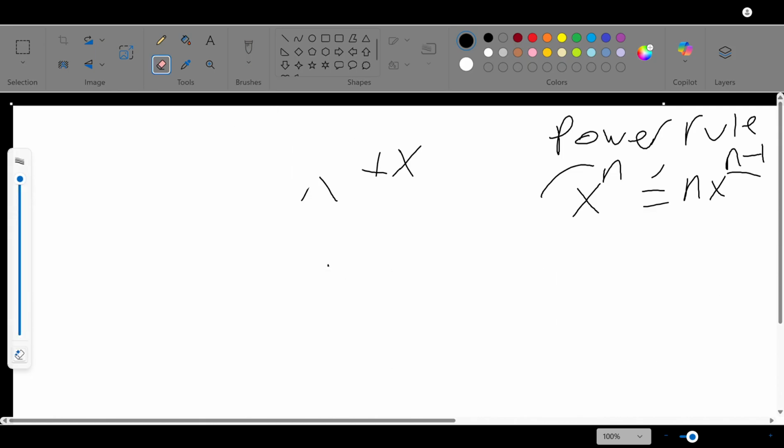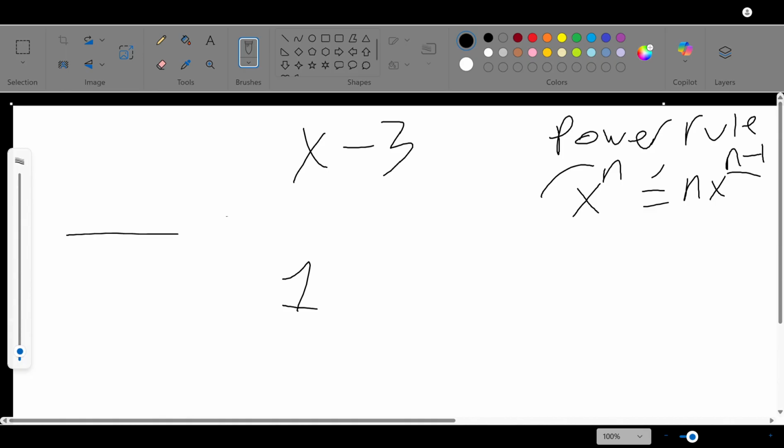Now, what if you have a constant? What if you have x minus 3? Now, the derivative of that would just be 1. The slope of any constant is just going to be 0. It's just going to be 0, because it's going to be a flat line. It's going to be horizontal and it's going to be 0. On the graph, it's going to show like it's horizontal.